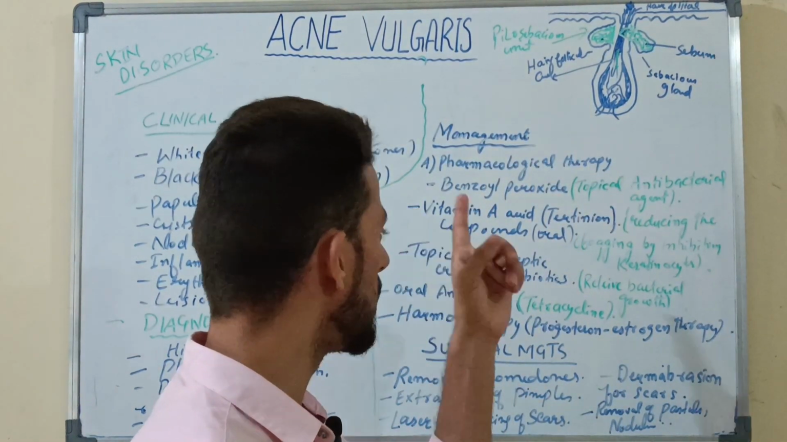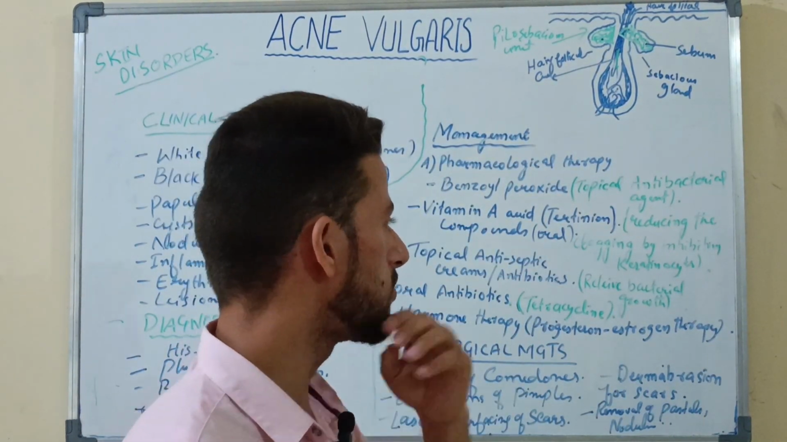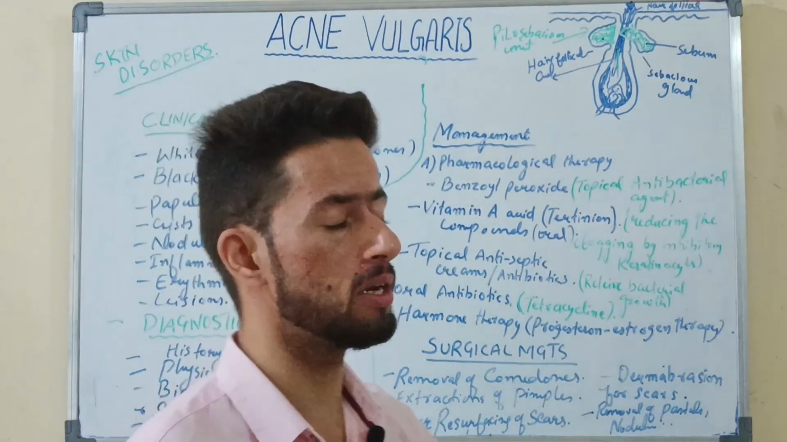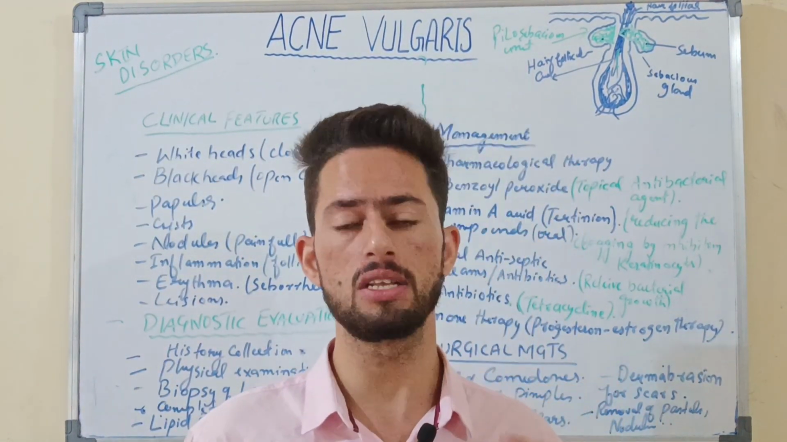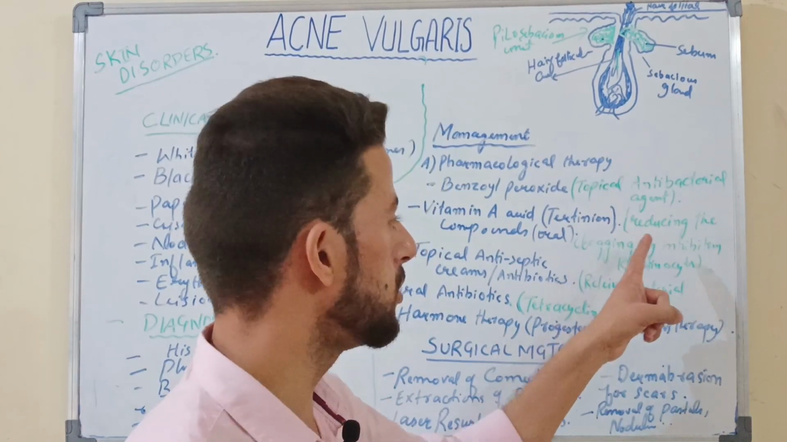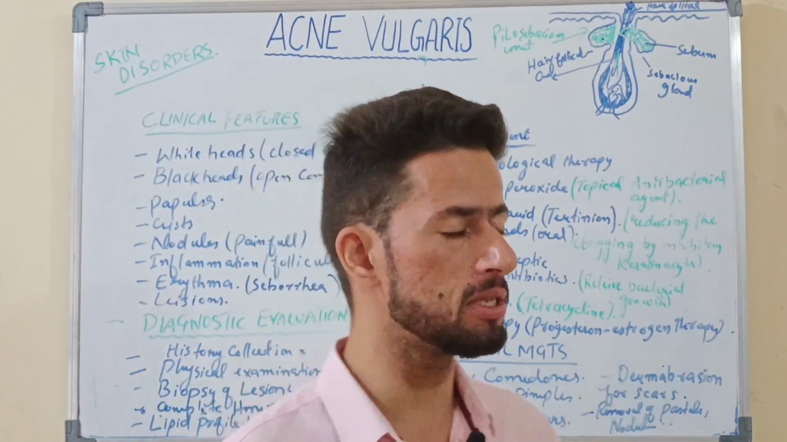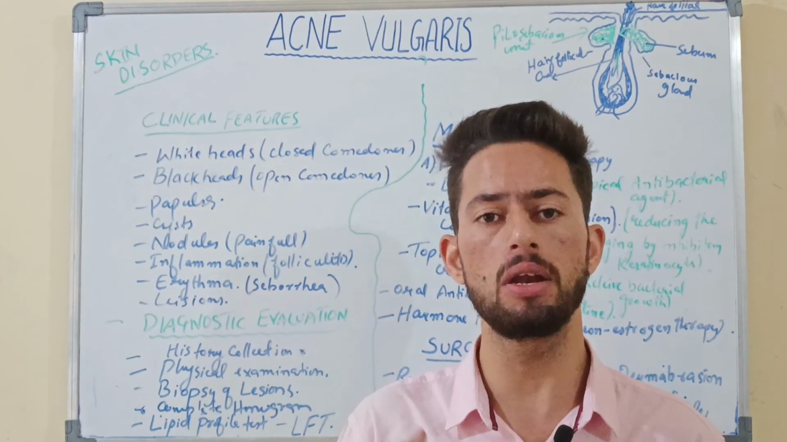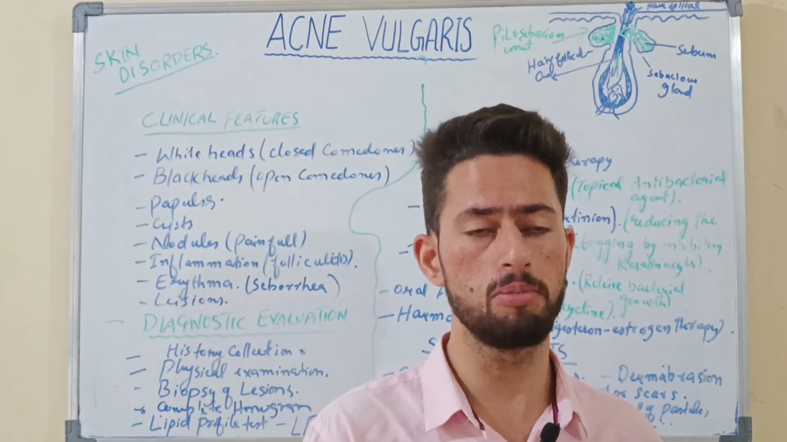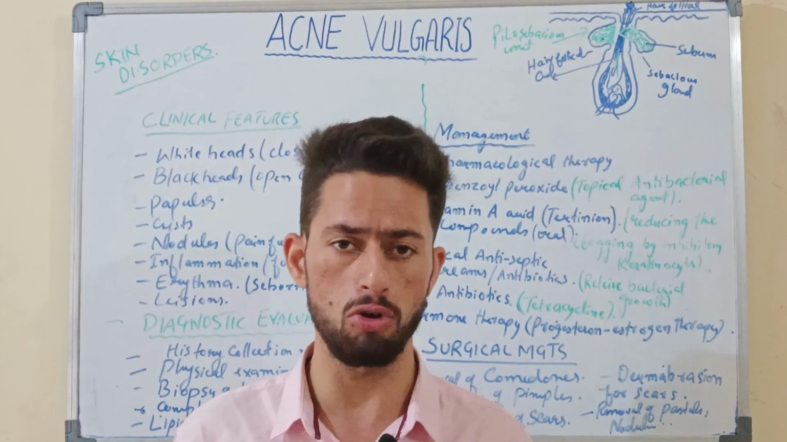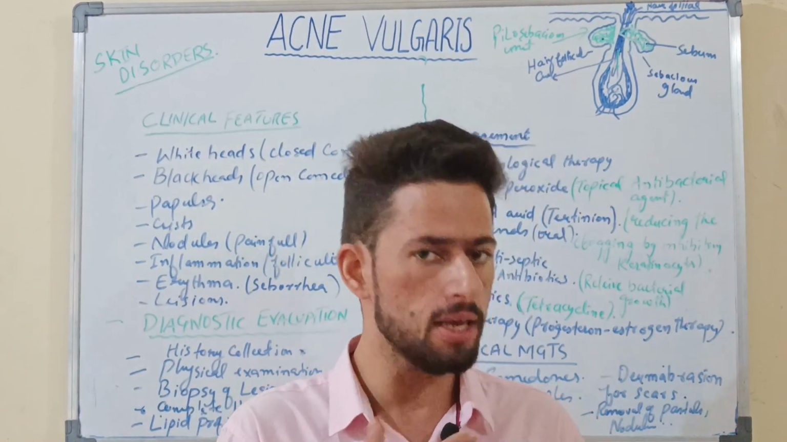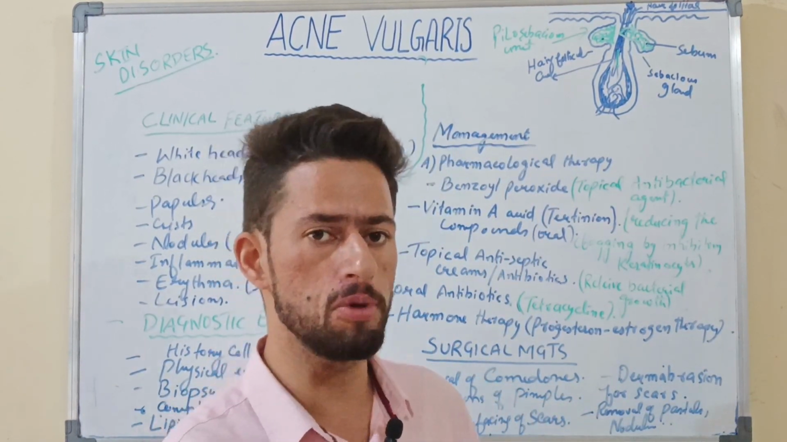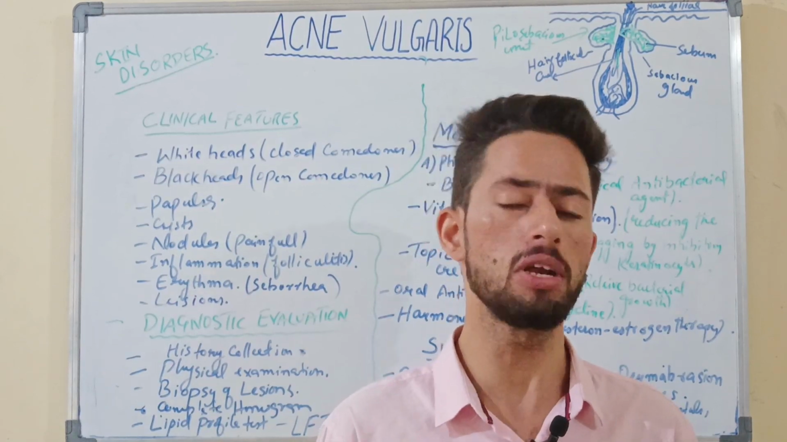The next one is vitamin A acid. These vitamin A acid compounds are taken orally, as oral tablets, which reduce the collagen by inhibiting the keratinocytes. If the cause is keratinosis, meaning there is a formation of much more keratinocytes, they will be collecting inside the canal. So the drugs will be given in order to inhibit the production of much more keratinocytes.